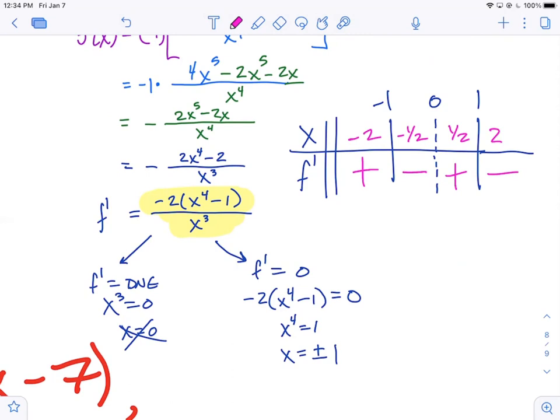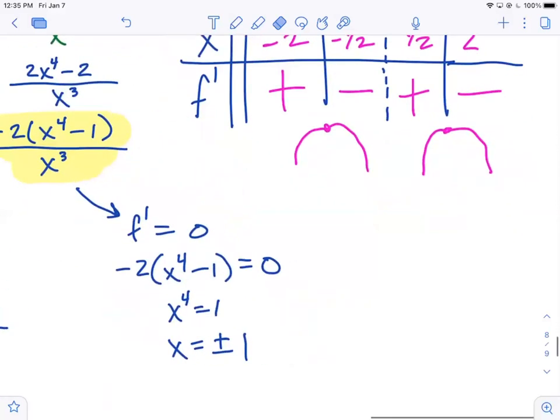So again, from here, we can list the open intervals where the function's increasing or decreasing, no problem. But we can also do the local extrema. Local max there. Local max there. Is this a local min? F prime goes from negative to positive? No, it's not, because there's a vertical asymptote there.